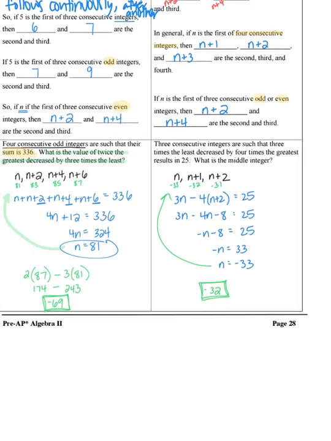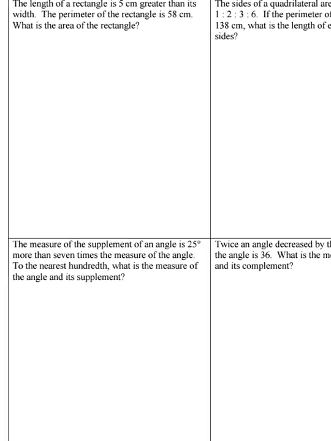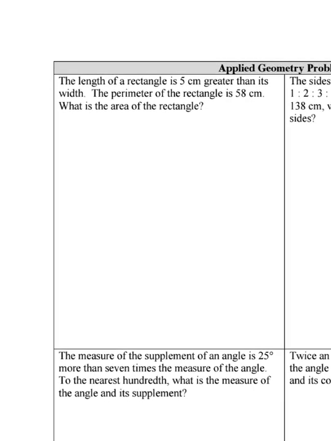Moving on to our next page, going into some geometry problems. The length of a rectangle is 5 centimeters greater than its width. The perimeter of the rectangle is 58.